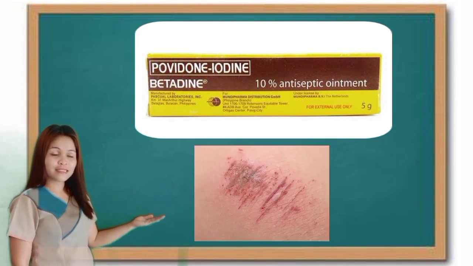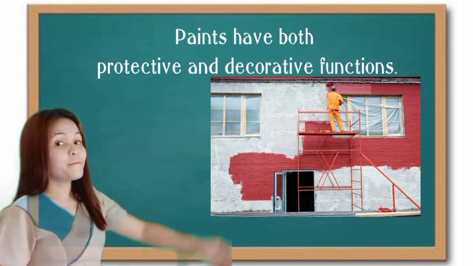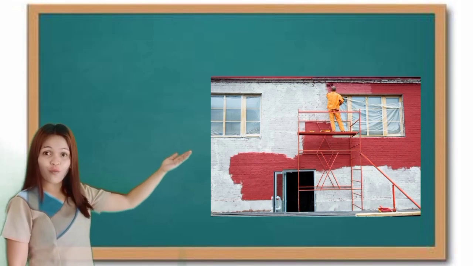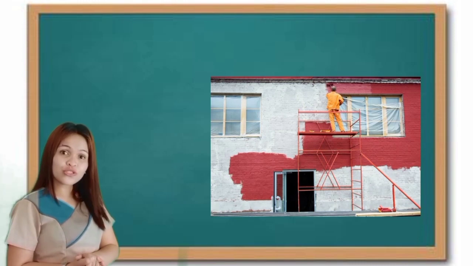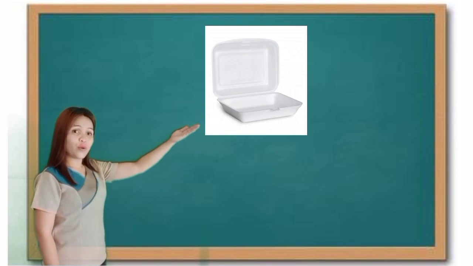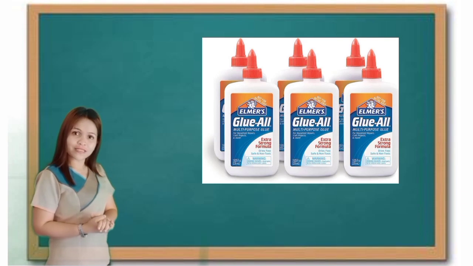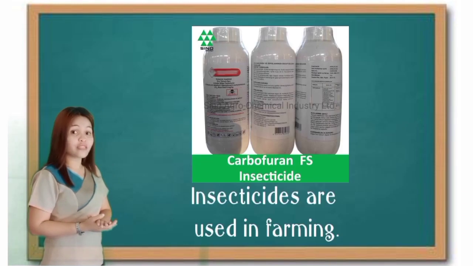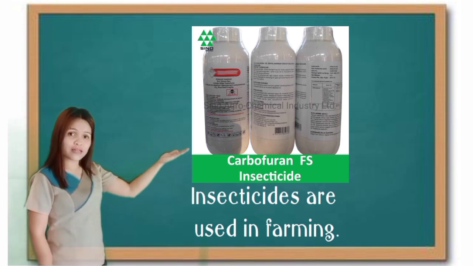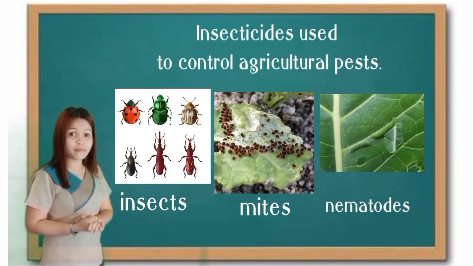Paints have both protective and decorative functions. Paint is used to protect all sorts of buildings and structures from the effects of water and sun. It is used to decorate all sorts of objects. Styrofoam, inks, and white glues are used in offices and printing press. Insecticides are used in farming. For example, farmers use fluoride insecticides to control agricultural pests such as insects, mites, and nematodes.